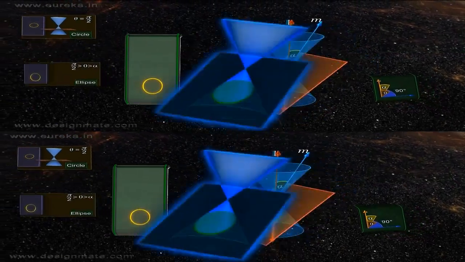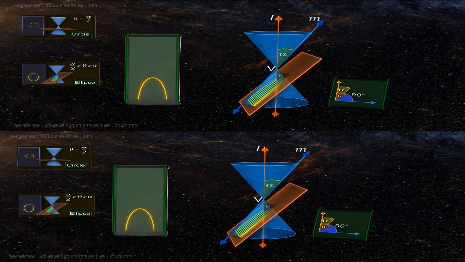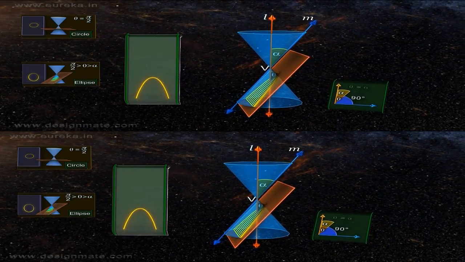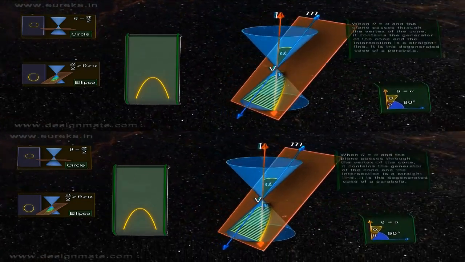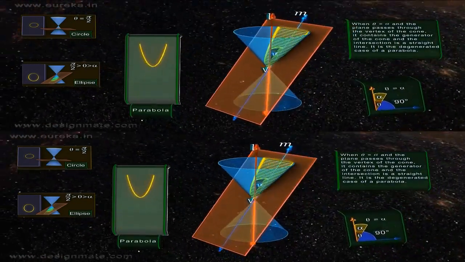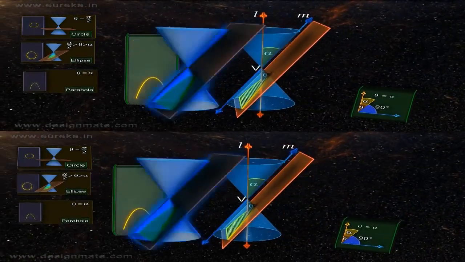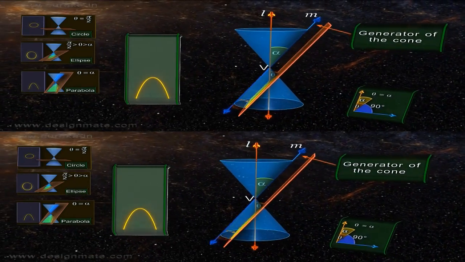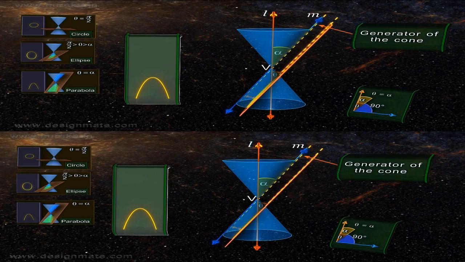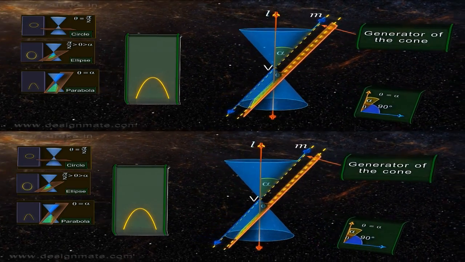When the angle between the plane and axis is equal to alpha, that is, theta is equal to alpha, a shape called a parabola is formed. Here we can observe that the plane is parallel to the generator of the cone. Since parallels never meet, the plane never cuts the other part of the cone.